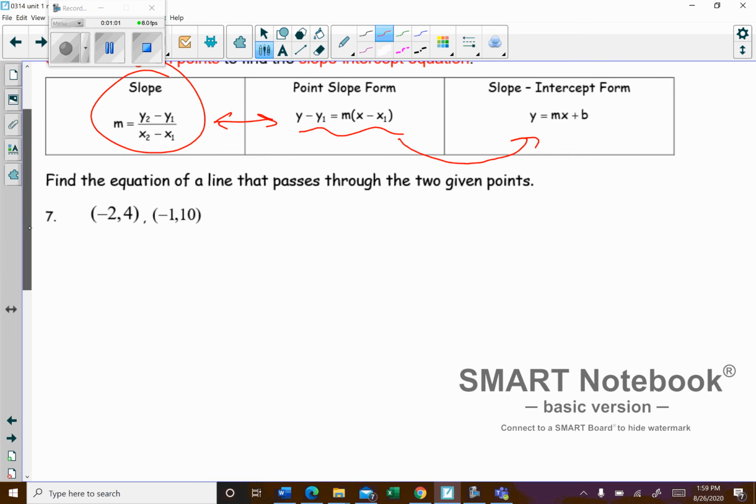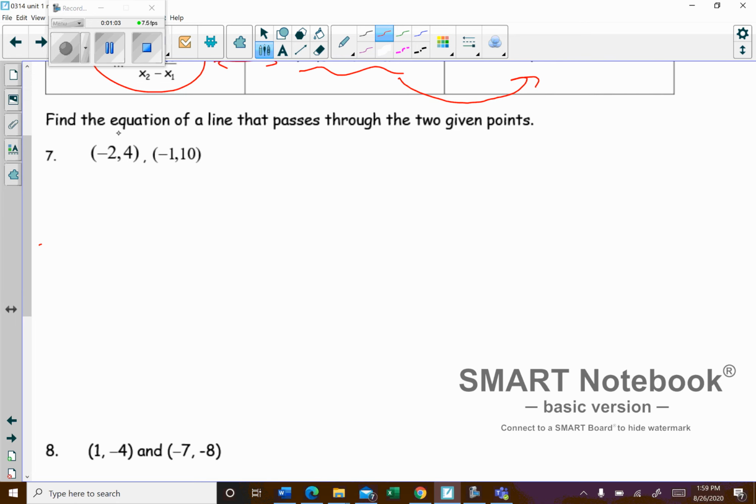All right, so looking at this first one right here, I'm going to label my points. This will be my first point, and this will be my second point, and I'm going to do my slope formula. So m equals, so let's see, y2 minus y1 over x2 minus x1. And so let's see, on top, 10 take away 4 is 6. On bottom, that's going to become -1 plus 2.